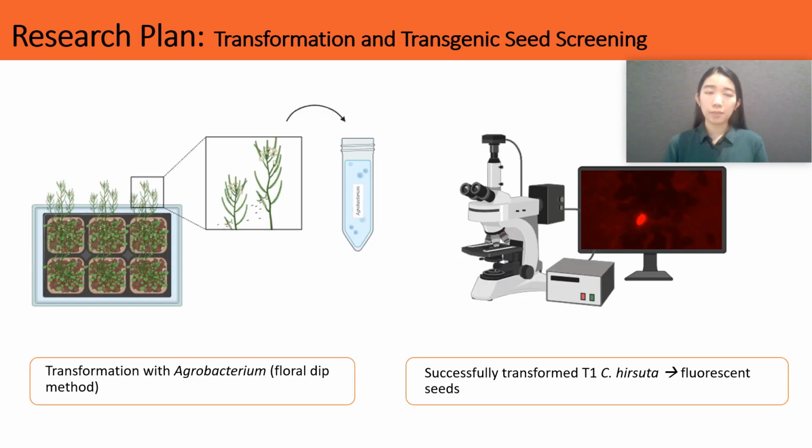The next step is transformation. To do this, 60 seeds of Cardamine hirsuta will be grown until flowering, and the transformation with Agrobacterium will be done using the floral dip method. And then the successfully transformed T1 Cardamine hirsuta will have fluorescent seeds, and the screening will be done using a fluorescence stereo microscope.